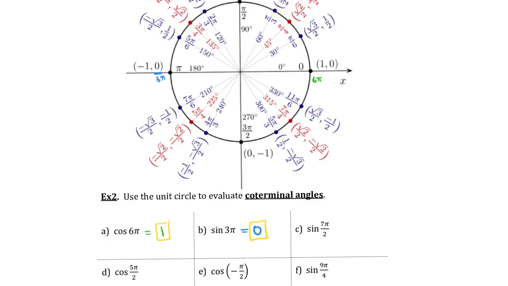How about 7 pi over 2? 7 pi over 2 is not on my circle, but pi over 2 is. So from 0, this is 1 pi over 2. 2 pi over 2. 3 pi over 2, which matches. 4 pi over 2. 5 pi over 2. 6 pi over 2. 7 pi over 2. So 7 pi over 2 is coterminal with 3 pi over 2. What am I finding? The sine. The sine is the y-coordinate, so this is negative 1.